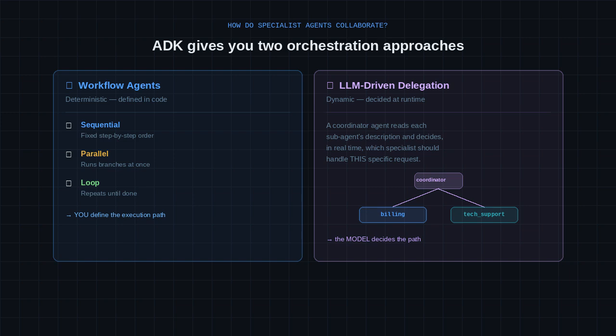Once work is split across specialist agents, the next question becomes, how do these agents collaborate? ADK provides 2 orchestration approaches. The first is deterministic workflow agents, sequential, parallel, and loop, where the execution path is defined in code. The second is LLM-Driven Delegation, where the language model itself dynamically decides which agent should handle each task at runtime.